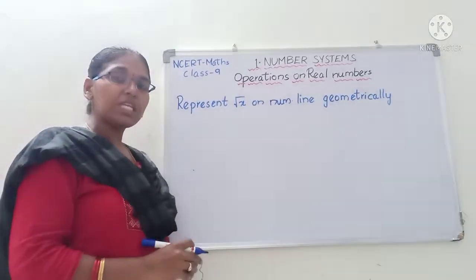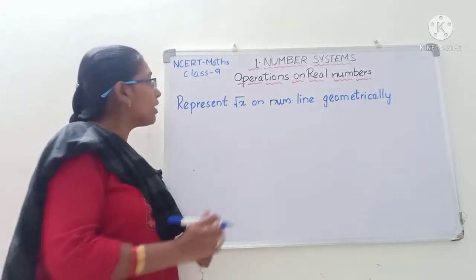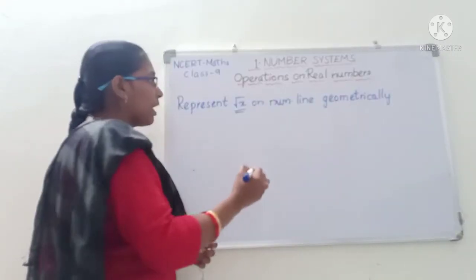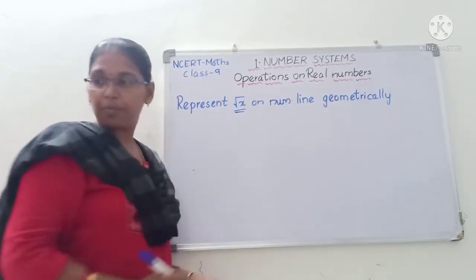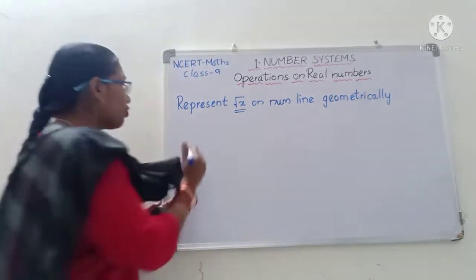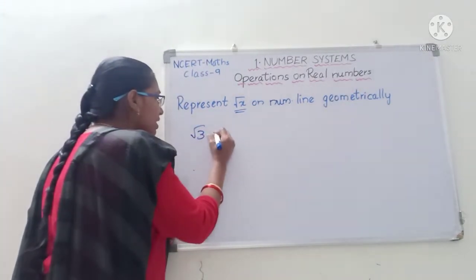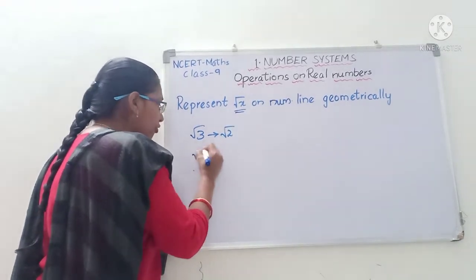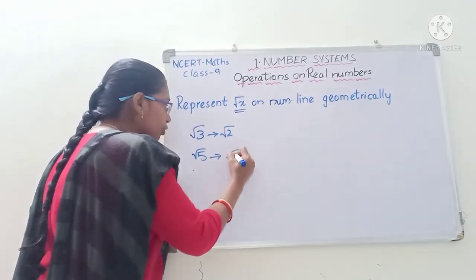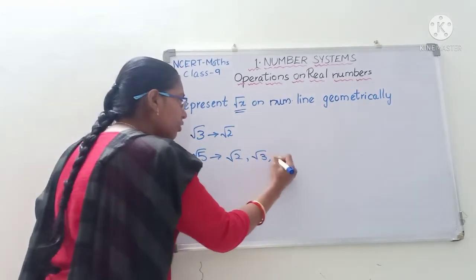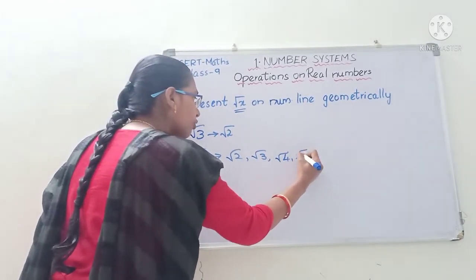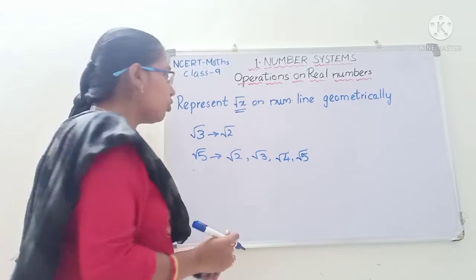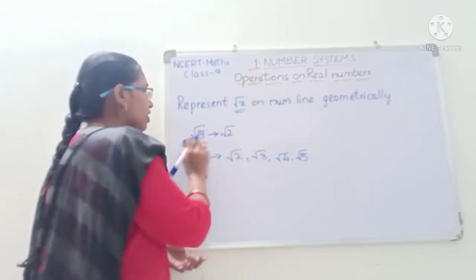Children, in our previous videos, we learned how to represent root x on a number line. That is, if we want to represent root 3 on the number line, we first represent root 2. If you want to represent root 5, we'll start with root 2, then root 3, then root 4, then root 5. In this way, we used to represent. We saw this in previous videos.